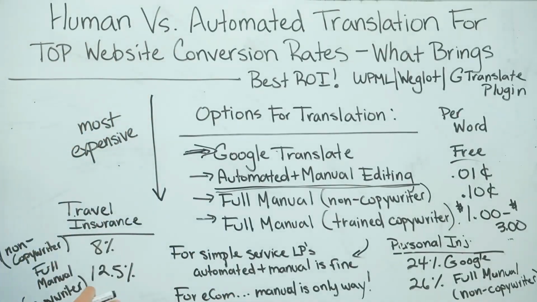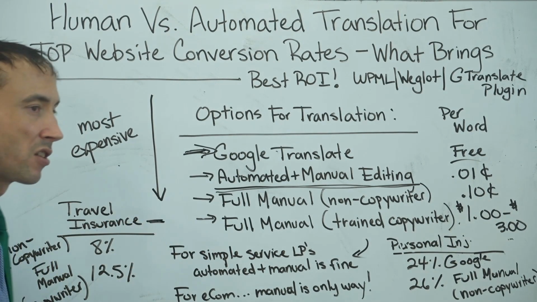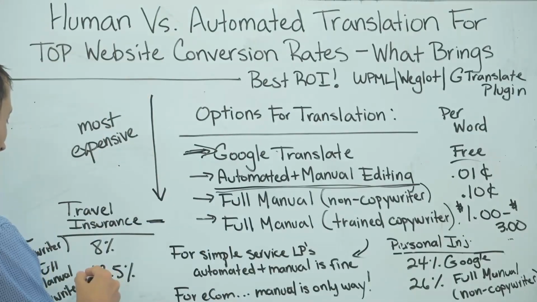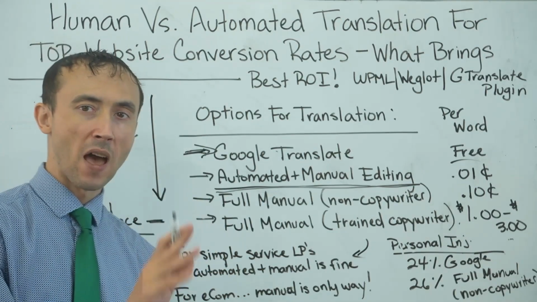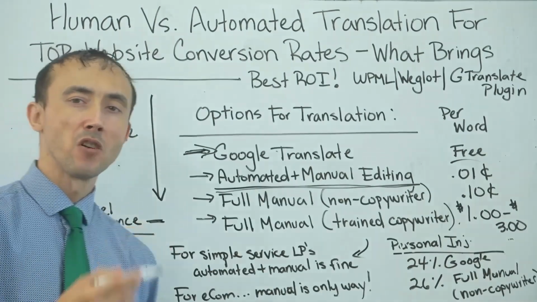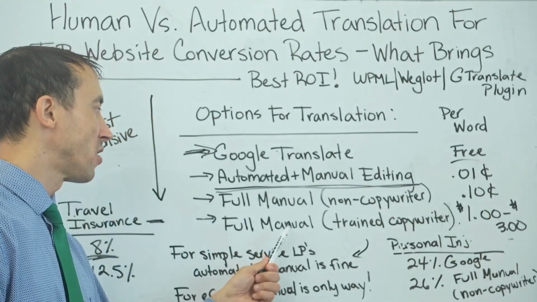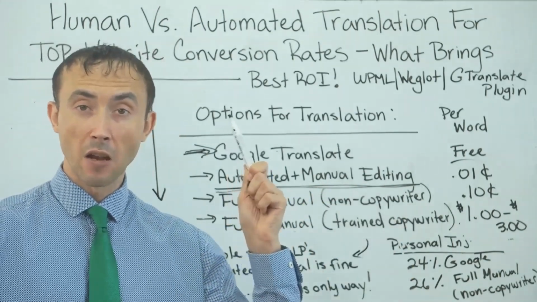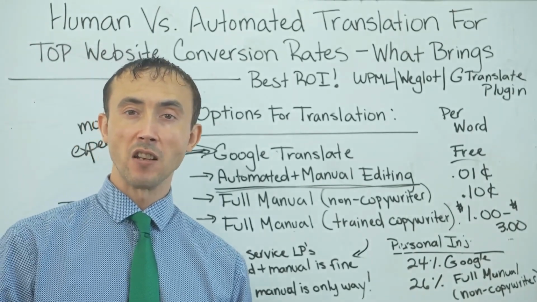Now, getting into the travel insurance space, where we sell travel insurance through the website, this is more like an e-commerce website. We're not generating a phone call or whatever. Before, we had a human translate the page into Spanish, and we were getting an 8% conversion rate. That was translated by a human, but not an actual trained sales copywriter. Like I said, it makes a big difference if you have an actual copywriter write your content versus somebody who doesn't know anything about sales copywriting.